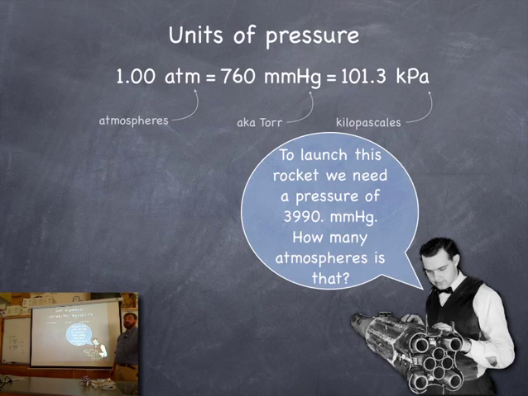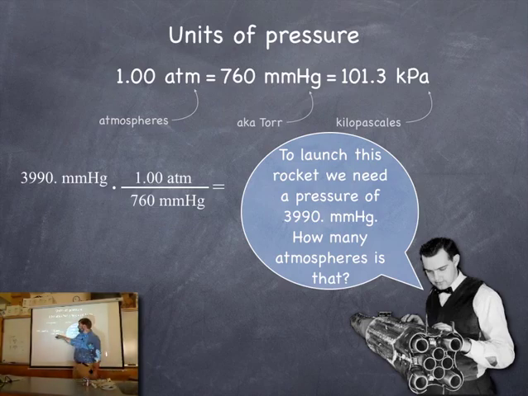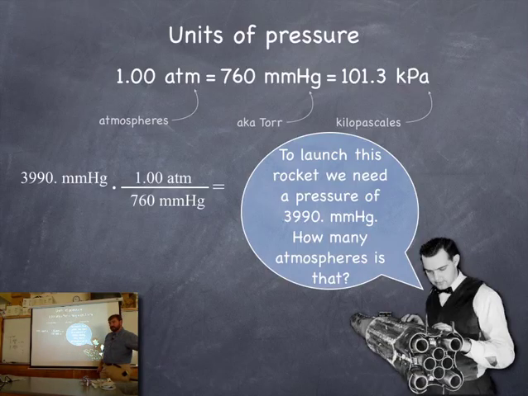So we know that 760 for every 1. If you want to think about the dimensional analysis problem, what are we going to start with? What's the first thing we write down? We start with what we know, 3,990 millimeters of mercury, and then we want to go from 760 millimeters of mercury to 1 atmosphere. Do we get that? 5.25 atmospheres. Okay, so just a little conversion problem.